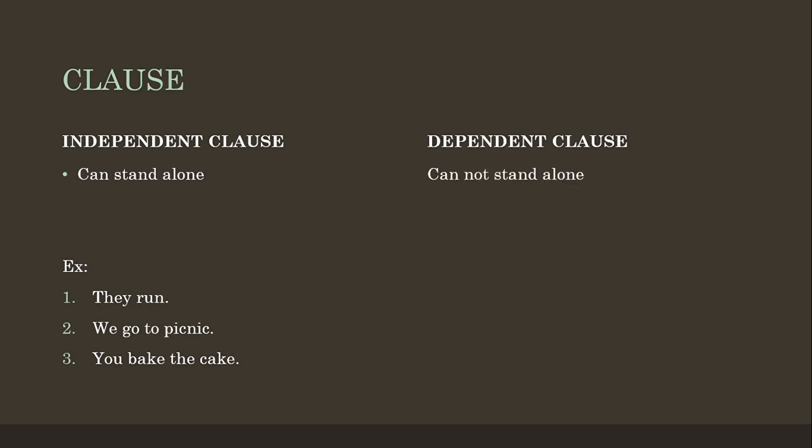Next is dependent clause. A dependent clause depends on other information from an independent clause. A dependent clause cannot stand alone. Why? Because when a dependent clause stands alone, it is weird and doesn't make sense. The clause doesn't make sense at all.